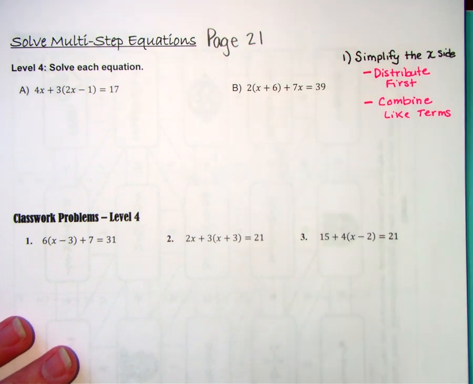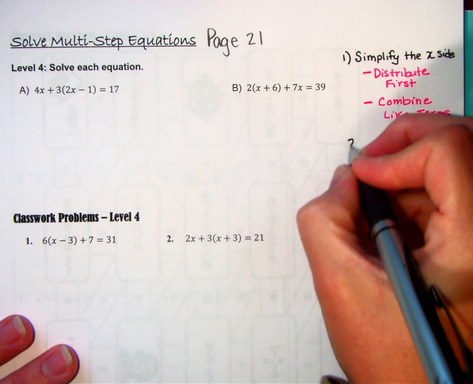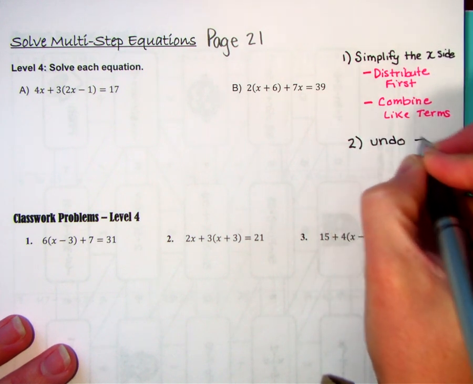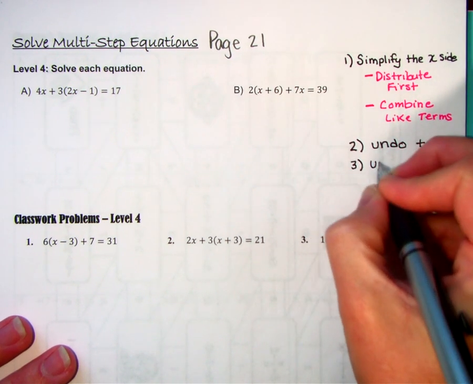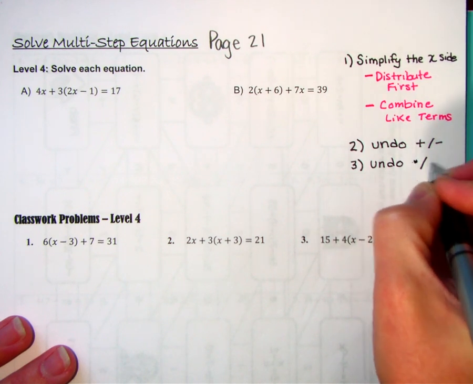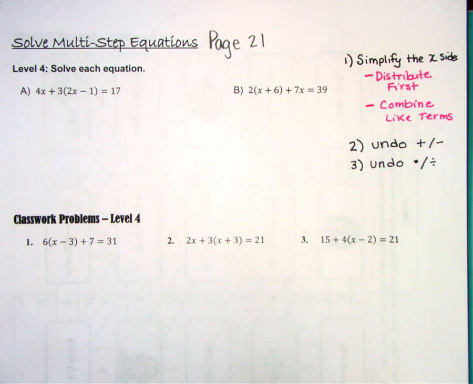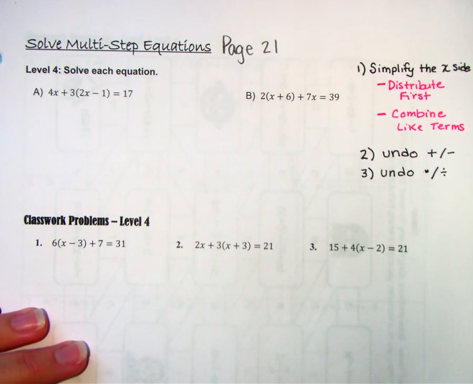After you have simplified by doing your distributive and your combining, then you are right back to your undo: addition and subtraction, and then undo any multiplication and division. What we've come to find is that there's no undoing division. All of these problems are multiplication at the end, and so we're basically just dividing as our last step. Okay, so let's get to it.